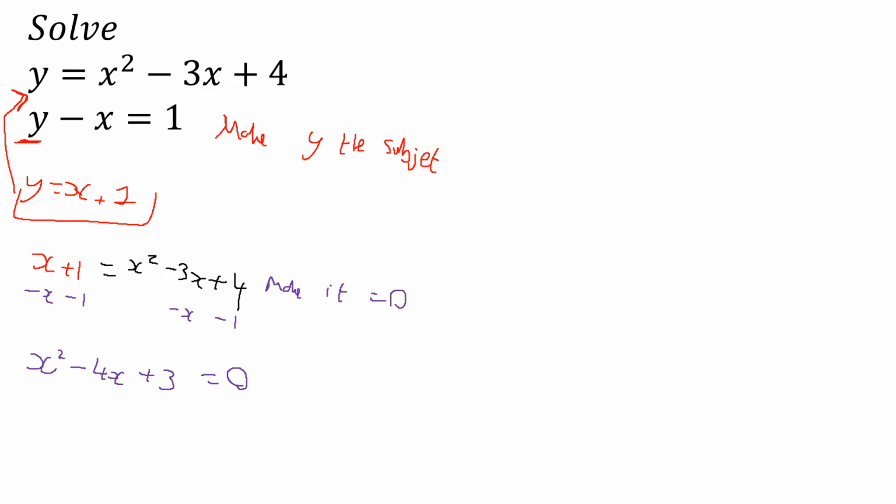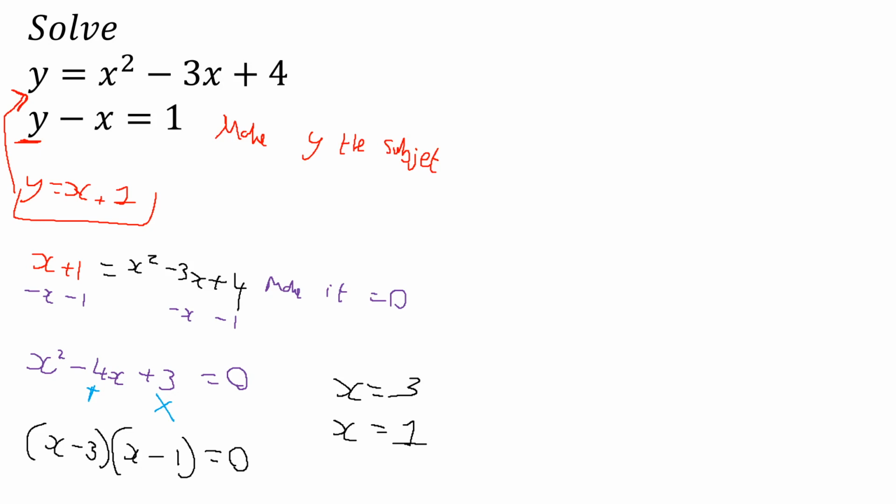And now we think of two numbers that add to make -4, but multiply to make +3. What two numbers do that? Exactly. -3 and -1. So now we're left with x is equal to either 3 or 1. So we should have 2 x and 2 y solutions.